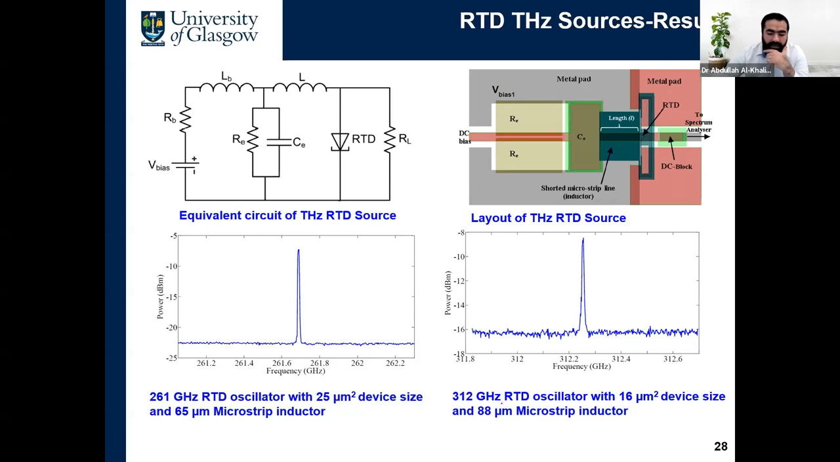We use an 88 micron microstrip inductor. So obviously you might think why this is longer than that, but it's because this one has a much larger device size compared to that one. So here we use a 16 micron square size for the device. So we just need to balance the capacitance of the RTD with the length of the inductor.